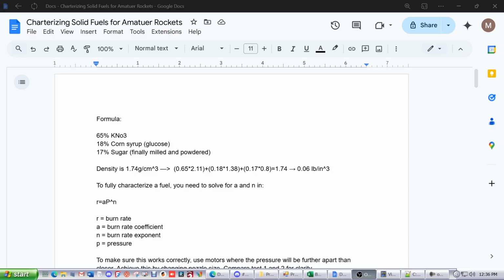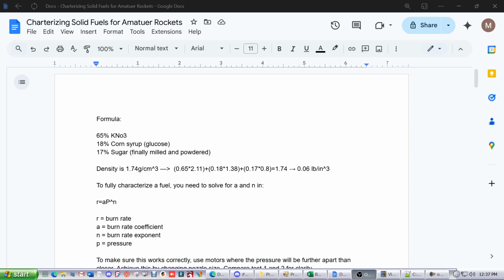Okay, so the formula we're going to be dealing with is a flexi fuel formula. 65% oxidizer, which in our case is potassium nitrate, 18% corn syrup, 17% sugar, which has been finely milled into powder. You can use powdered sugar or table sugar and powder it up yourself. Now, there is cornstarch in regular powdered sugar that can absorb moisture quickly, so make sure to store your motors in with those little desiccant packets. And I also think you can store them in a container with rock salt or ice cream salt, and that should absorb moisture as well.